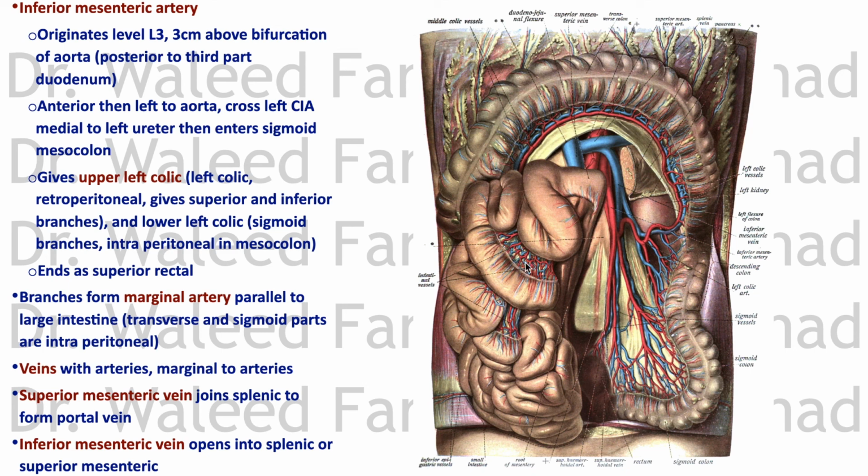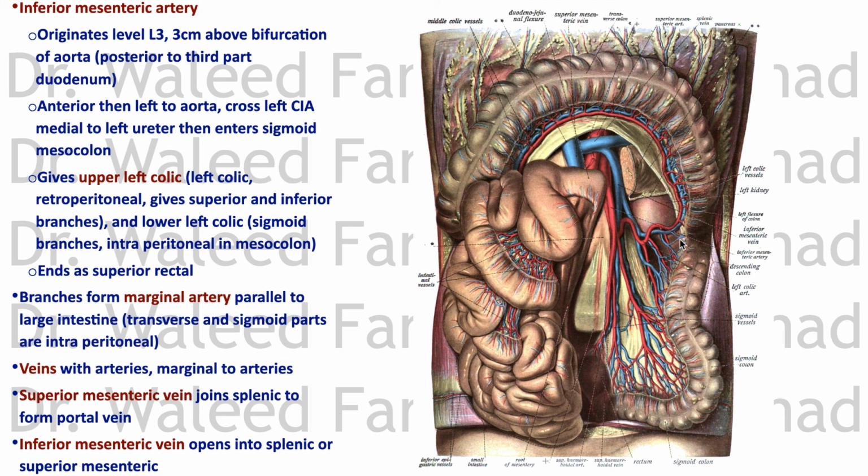It's a tricky question. Instead of asking you about the direct branches of the vessels supplying the intestine, they ask you about the marginal artery that is formed by the anastomosis of the different branches that supply the large intestine.